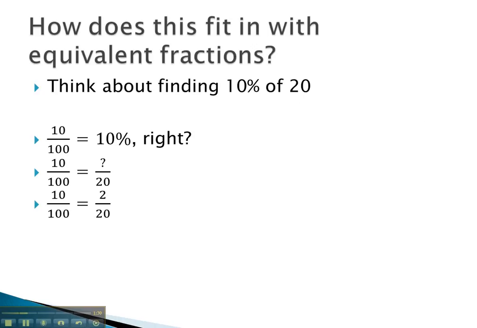So how does this fit in with the equivalent fractions thing that we were looking at before? Well, think about finding 10% of 20. 10 over 100, or 10 hundredths, is equal to 10%. 10 per 100, 10%, right? So couldn't we make an equivalent fraction? 10 hundredths is equal to how many 20ths? Because we're trying to find out what number is 10% of 20. 10 hundredths is equal to 2 20ths. You can see they're equivalent fractions. 100 divided by 5 gives you 20. 10 divided by 5 gives you 2. So that's just to prove it to you, but finding 10% is simple. It's just moving the decimal place one place to the left.